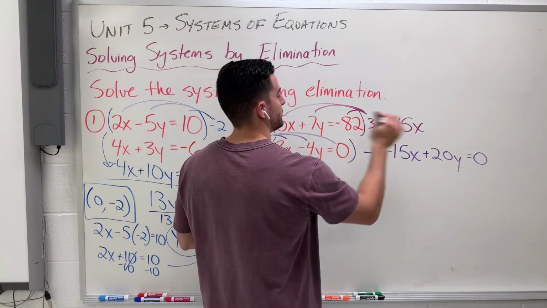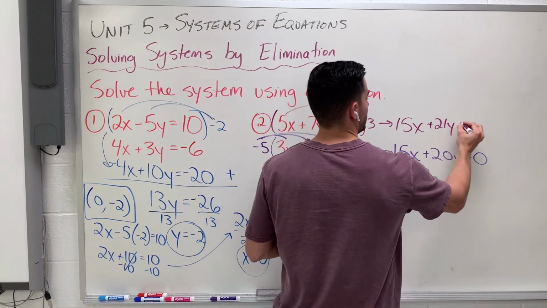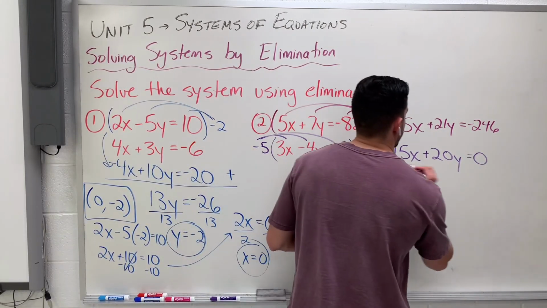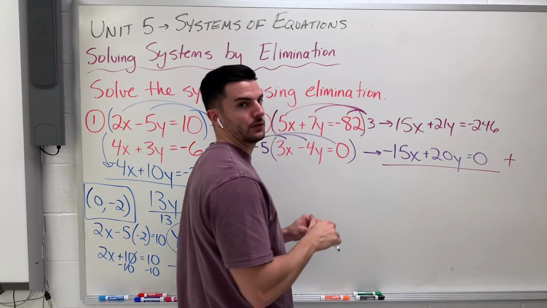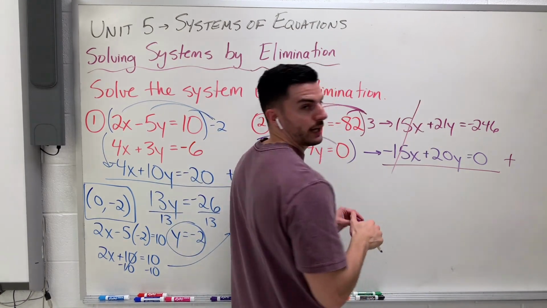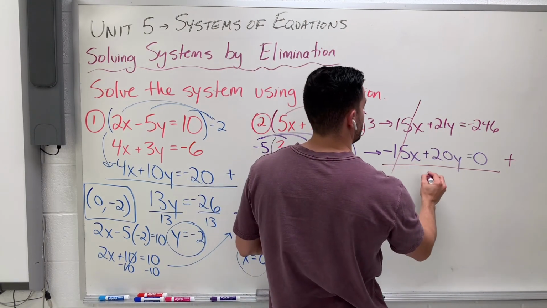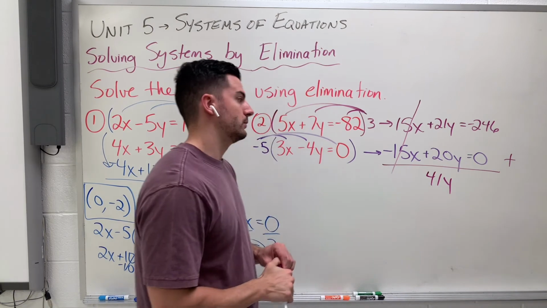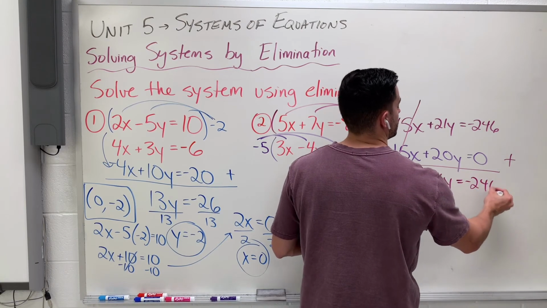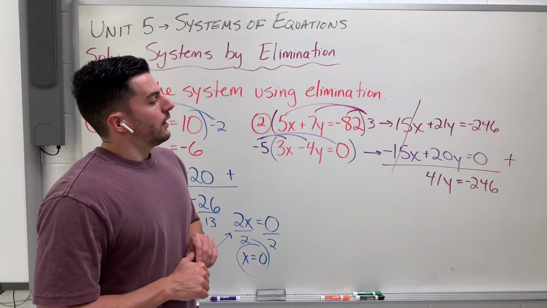Keep going though. 3 times 7y would be 21y. And then negative 82 times 3 gives me negative 246. Big number there. I add these now, now that I can have one of my variables cancel. 15x plus negative 15x cancels, so these x's cancel, and I'm good. 21y plus 20y gives me 41y. And then negative 246 plus 0, it's an easy one. Still negative 246.